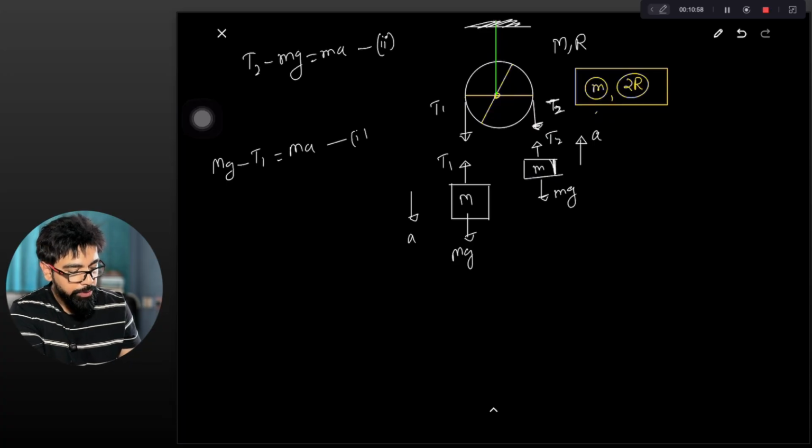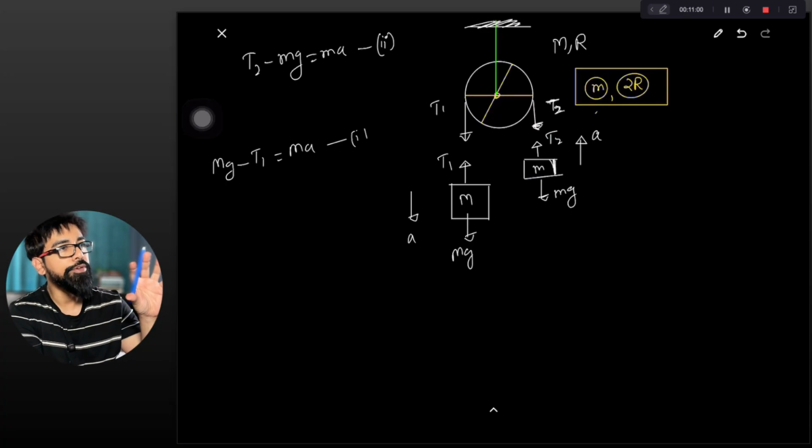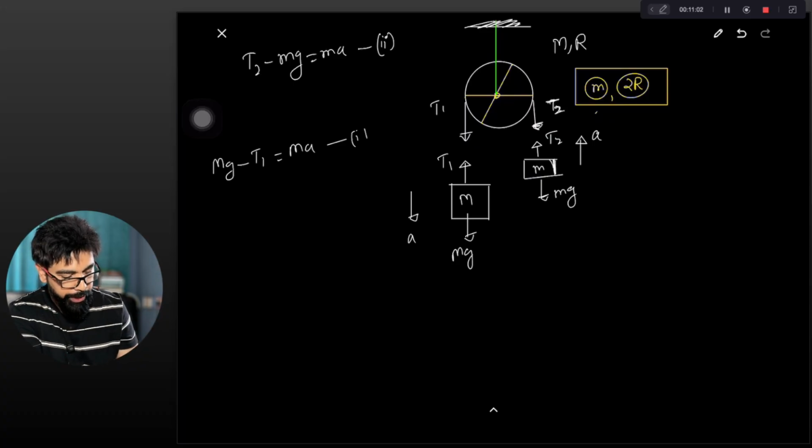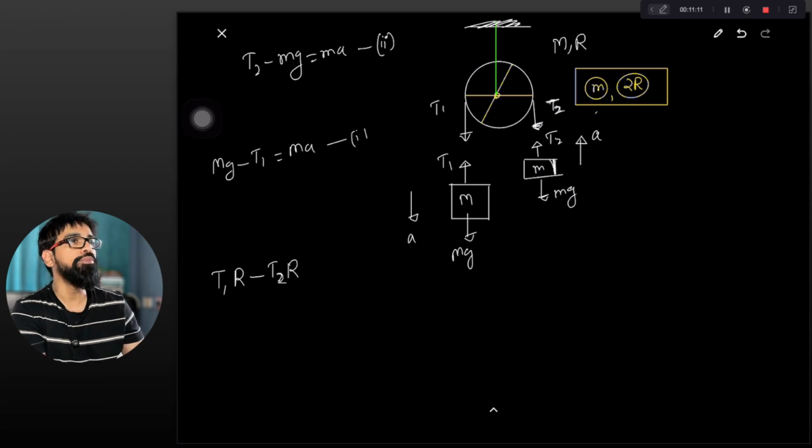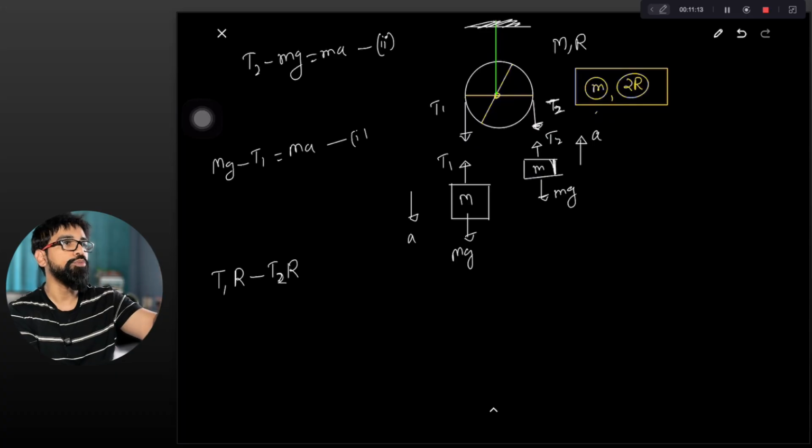Right? Now for the ring with the two rods, what is the unbalanced torque? T1 into radius r minus T2 into radius r. Now why is T1 more than T2? Because the capital M is more than small m.